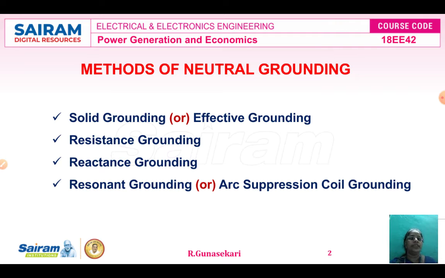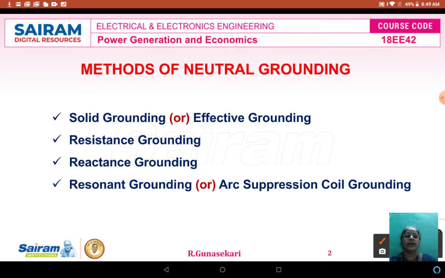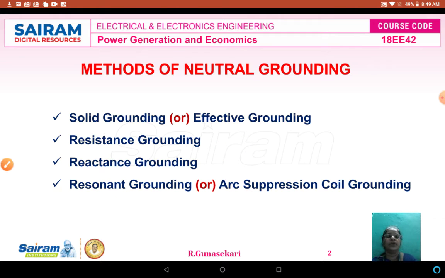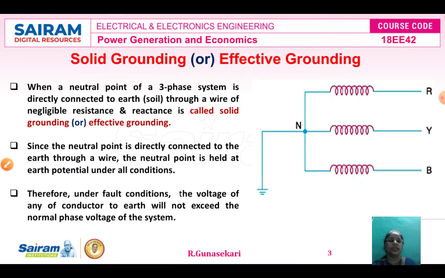Now you see the methods of neutral grounding. I already told you, the first is solid grounding, another name is effective grounding. Second is resistance grounding. Third is reactance grounding. The fourth is resonant grounding, the other name is arc suppression coil grounding. Now we will study in detail solid and resistance grounding.